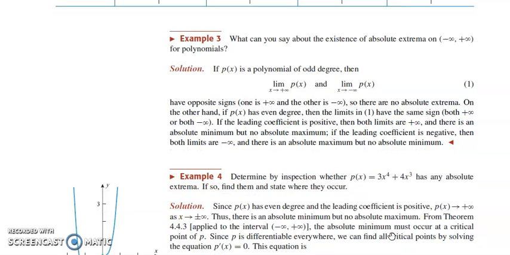And now find the critical points. The interval where the function is defined is minus infinity to infinity. There are no extrema at those two points. So the extrema, if they exist, will occur at points in between. So those points are going to be your critical points.